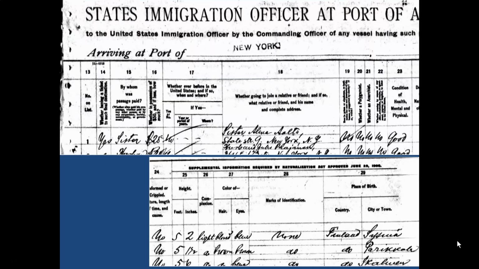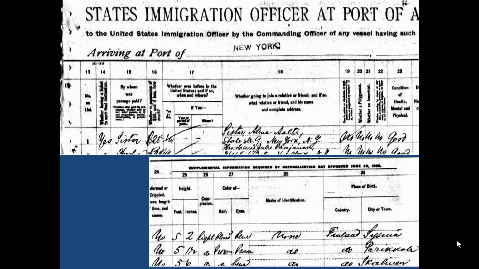So here's the second page, and we see that her passage was paid by her sister, that she has about $28 on her, that she's never been in the U.S. before, that she's going to stay with her sister, and her sister's name is Alma Alto. It gives her specific address in New York City. It asks whether she's a polygamist, whether she's an anarchist. It asks about her health, mental and physical. It says good.